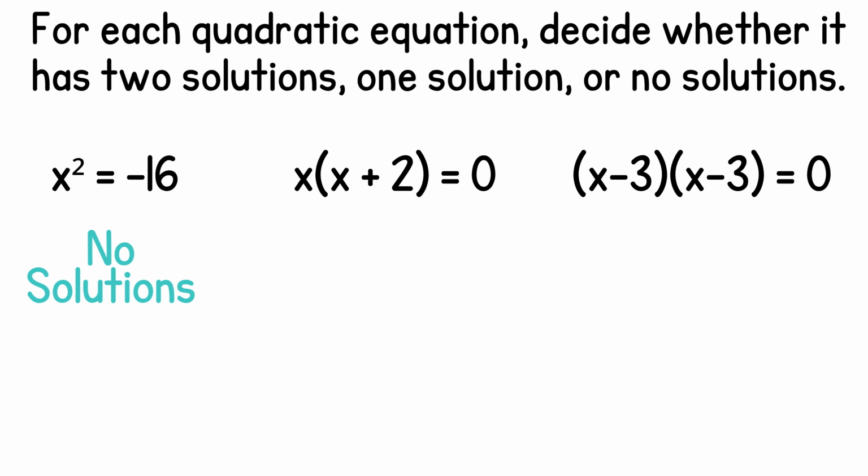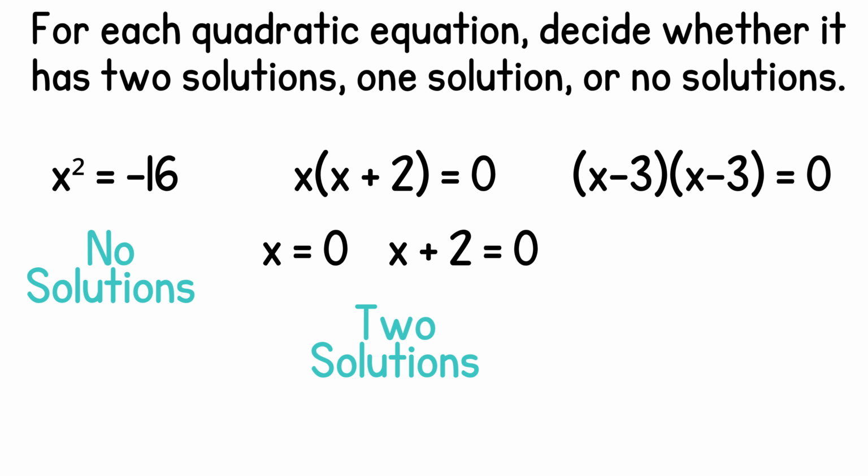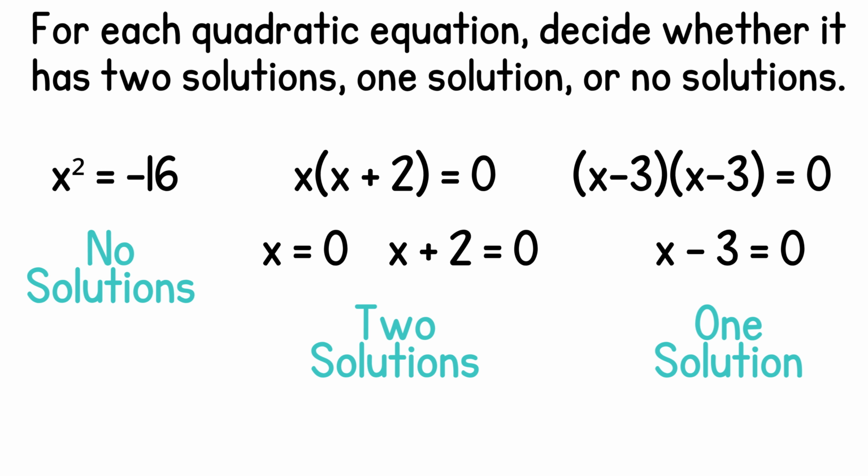Now let's look at x(x + 2) = 0. Since it's in factored form, we'll set each term equal to 0. So once we solve each equation, we should have two different solutions. Now let's look at the last one. We have (x - 3)(x - 3) = 0. We would set each term equal to 0, but since the terms are identical, we would just set one of the x - 3 terms equal to 0. So when we solve this, we'll only have one solution.